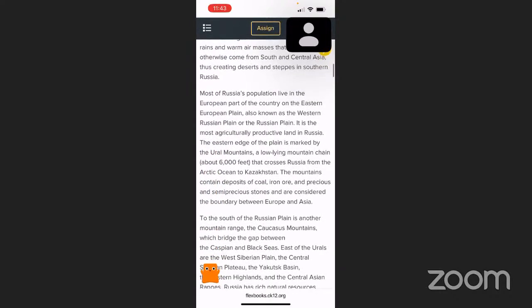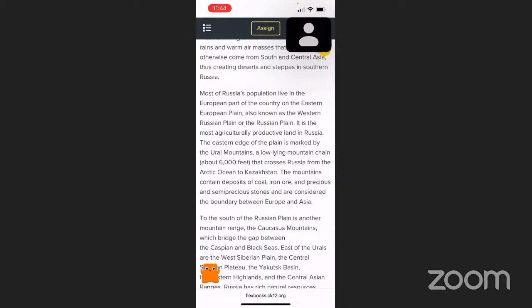Most of Russia's population lives in the European part of the country, on the Eastern European Plain, also known as the Western Russian Plain or the Russian Plain. It is the most agriculturally productive land in Russia. The eastern edge of the plain is marked by the Ural Mountains, a low-lying mountain chain of about 6,000 feet that crosses Russia from the Arctic Ocean to Kazakhstan.